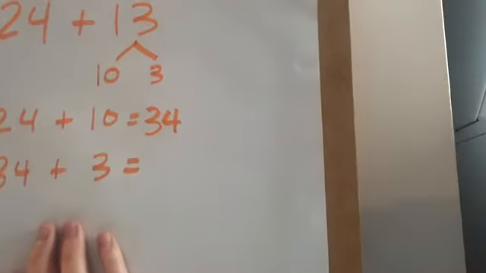Now we're going to take that answer and add it to the ones that are left. We already figured out that there are 3 1s in the number 13. So we're going to write 34 plus 3. If you don't know the answer right away, you can use the strategy of counting on. So you can hold 34 in your head and count 3 more. 35, 36, 37. So we know that our answer is 37.